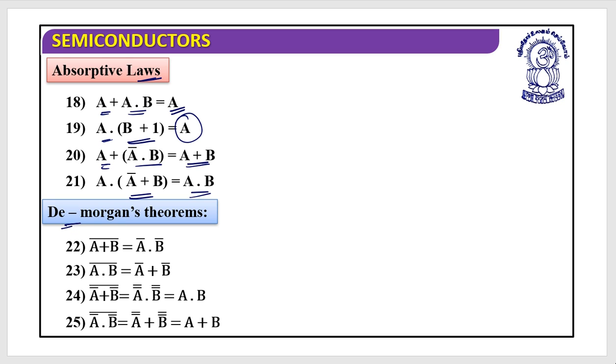And last but very, very important, at least you need to remember these four. These are De Morgan's theorems, which say that (A plus B) whole bar is equal to A bar dot B bar, and (A dot B) whole bar is equal to A bar plus B bar. Then (A bar plus B bar) whole bar will give me A double bar dot B double bar, which tends to A dot B. Or I should say (A bar dot B bar) whole bar would be A double bar plus B double bar, which is equal to A plus B. Please note this down.